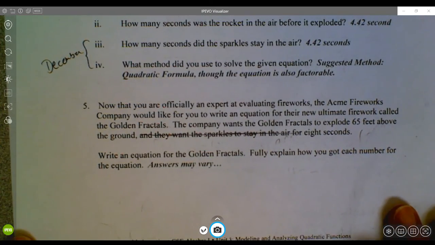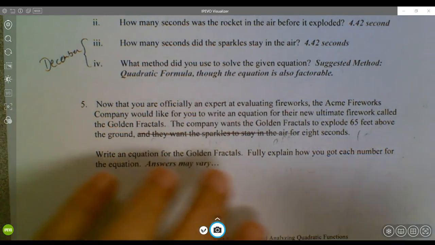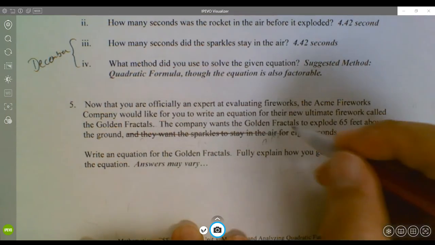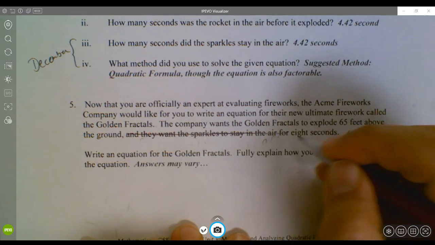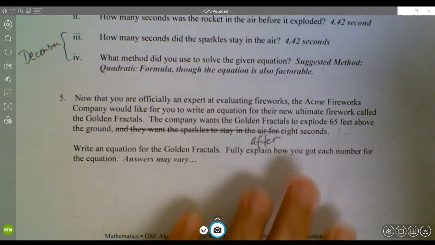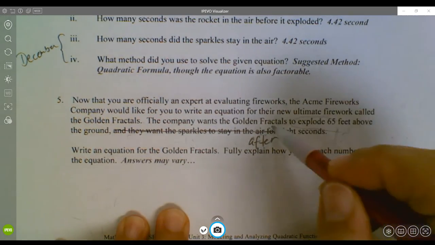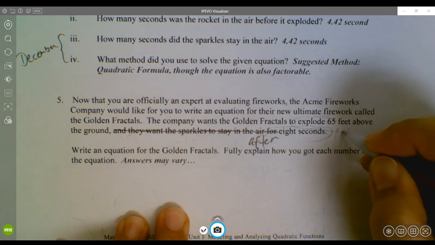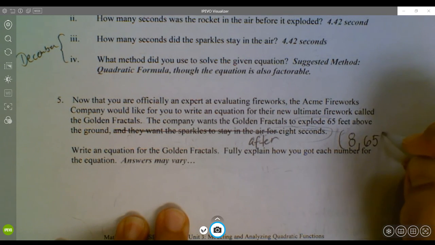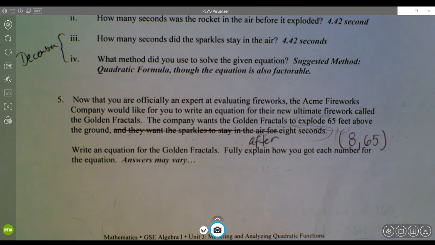I'm sorry, I'm cleaning up my sheet here because I did have to make an adjustment, okay? So here it is. Now that you're officially an expert at evaluating fireworks, the Acme Fireworks company would like for you to write an equation for their new ultimate firework called the Golden Fractal. The company wants the Golden Fractals to explode 65 feet above the ground, and they want that to happen after 8 seconds. So this piece right here explodes 65 feet above the ground. Here's what they're really saying. They want, if we were to graph this, the vertex of it will be after 8 seconds, we have a height of 65 feet. That's really what they're saying.